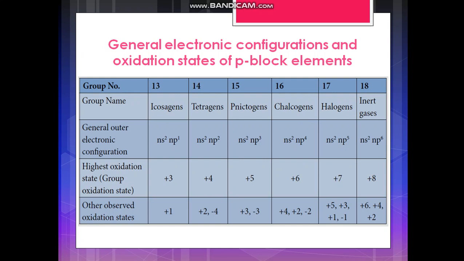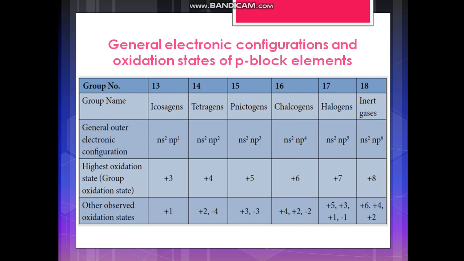17th group elements, which constitute fluorine, chlorine, bromine, iodine and astatine, are called halogens. The general electronic configuration is ns2 np5. The highest oxidation state is +7. Other observed oxidation states are +3, +5, +1 and -1.